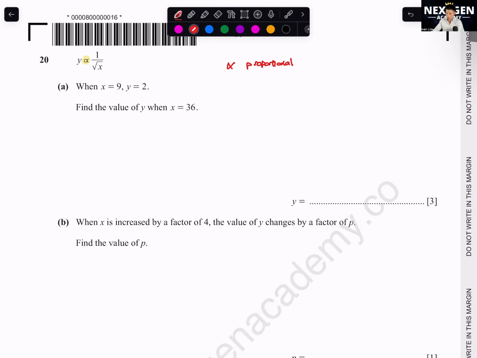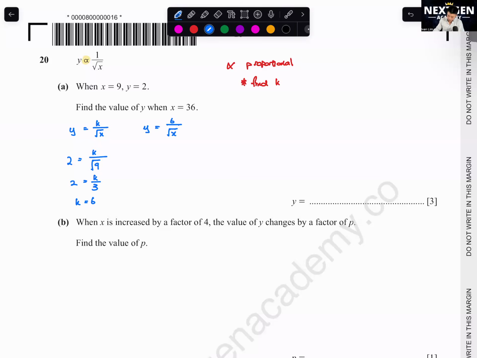Whenever you see this proportional symbol, we need to find k value first. So you need to change this expression into an equation first by multiplying by k. So y equals to k over square root x. Then you substitute the value that is given to you. 2 equals to k over square root 9, k over 3. k is equals to 6. Okay, then the equation is y equals to 6 over square root x.